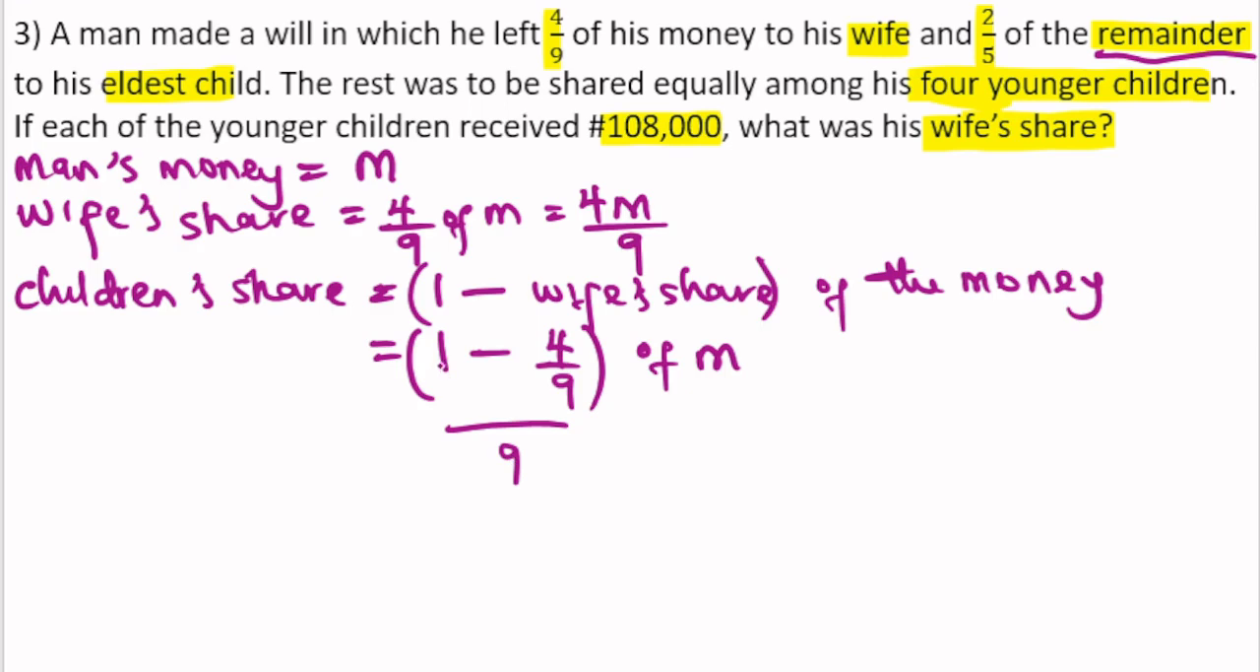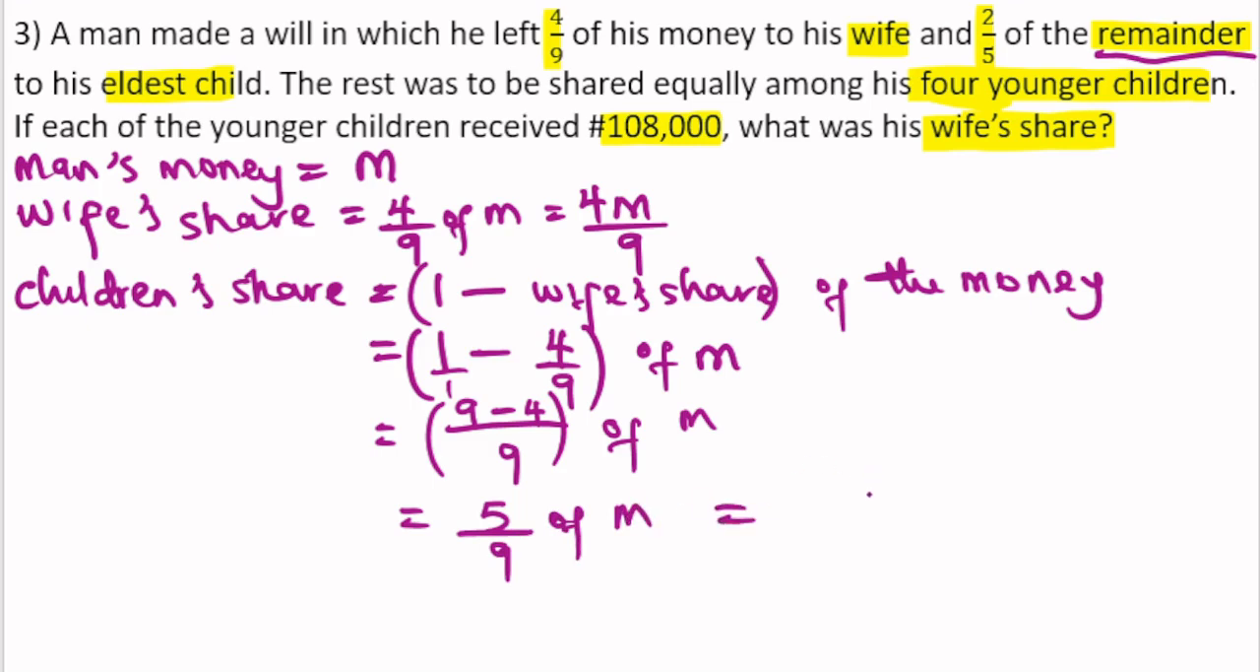Now 9 all over 1. 9 divided by 1 is 9 times 1. We'll have 9 minus 9 divided by 9 gives us 1. 1 times 4 will have 4. Remember to put that in brackets, of m. So 9 minus 4 gives us 5 over 9 of m. So therefore, the children's share is 5m over 9.